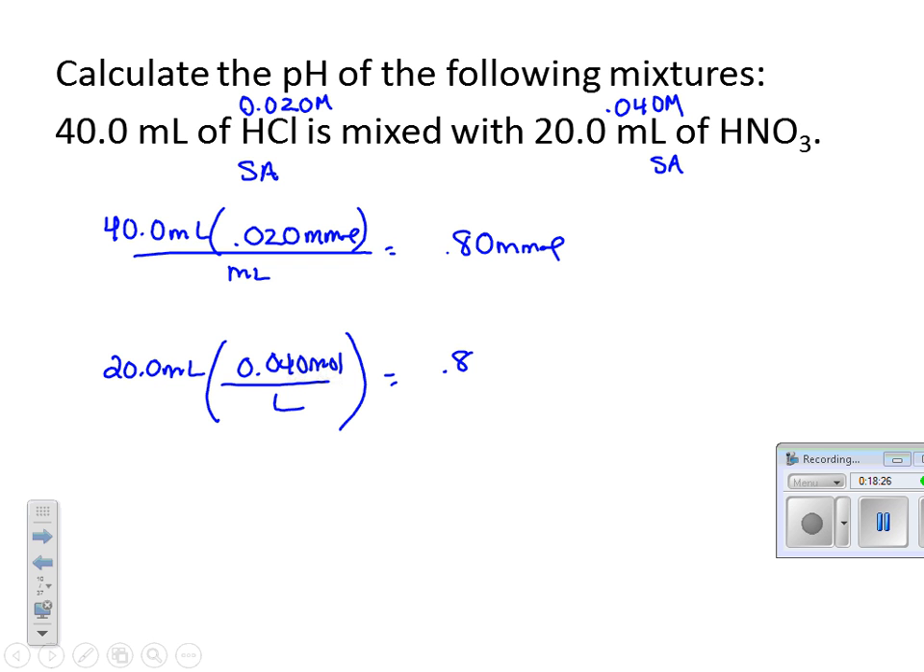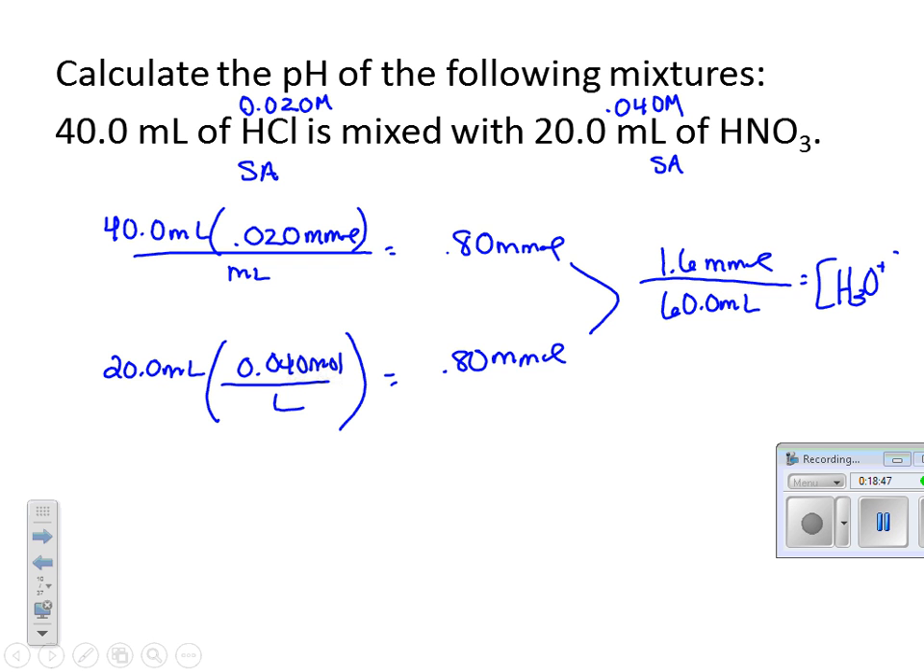And 0.8 millimoles. We'll add these together, and that's going to give us 1.6 millimoles divided by the total volume, 40 plus 20, is 60 milliliters. And because each of those are strong acids, this concentration is the concentration of hydronium, and therefore pH equals negative log of 1.6 divided by 60.